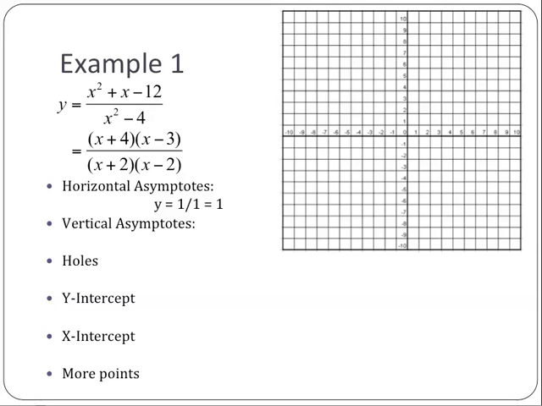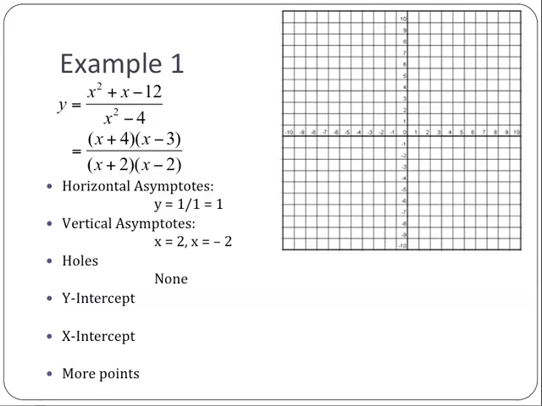Next, vertical asymptotes. These are anything that make the denominator equal to 0, but not the numerator. So that would be x equals 2 and x equals negative 2. Holes, anything that shows up in both the numerator and the denominator as a factor. In this case, there are no holes.